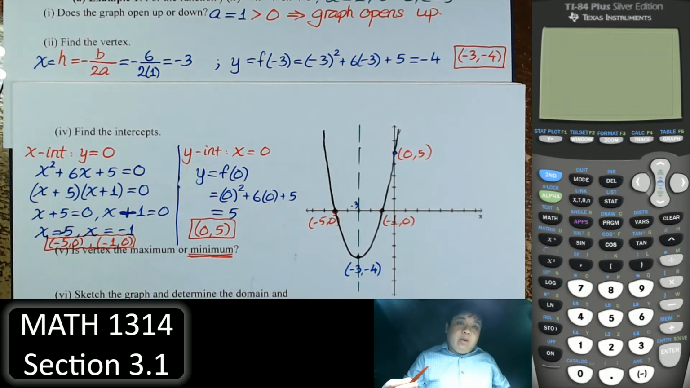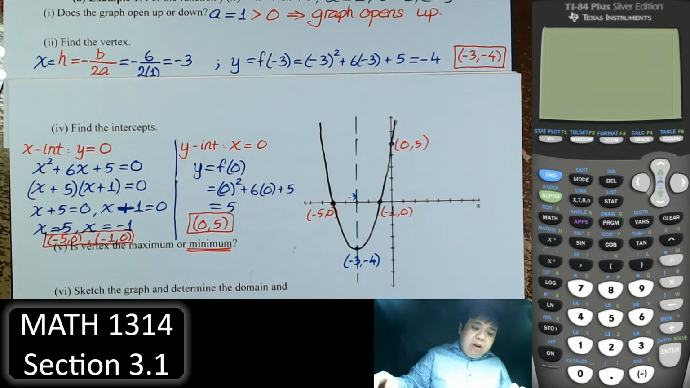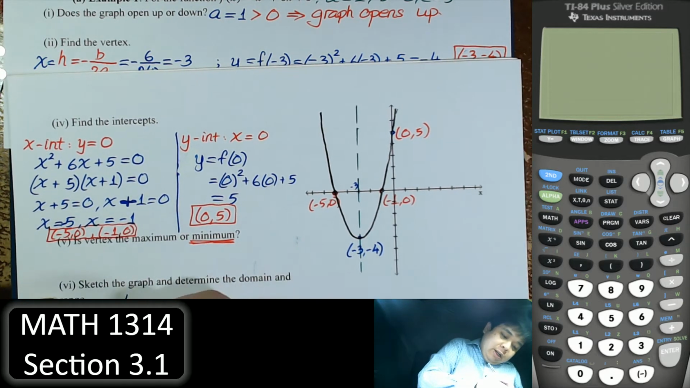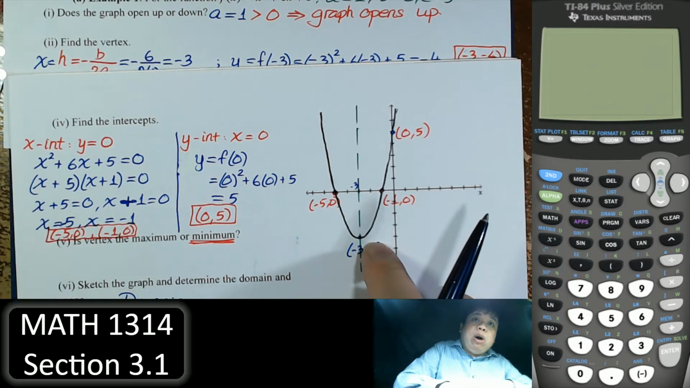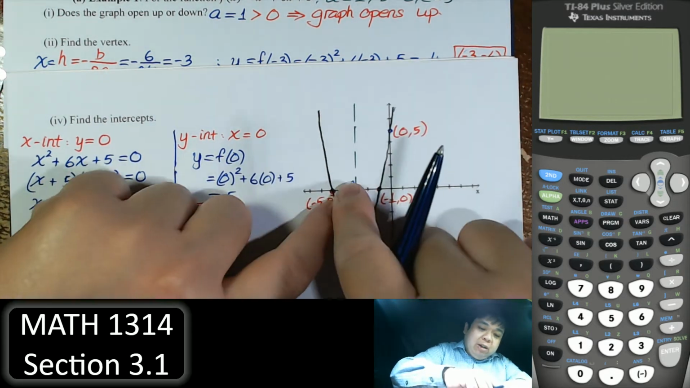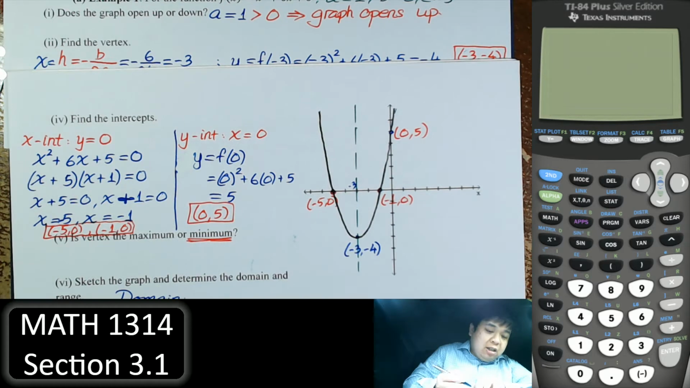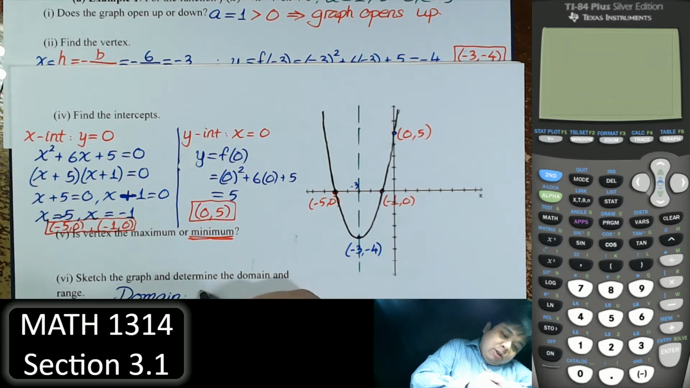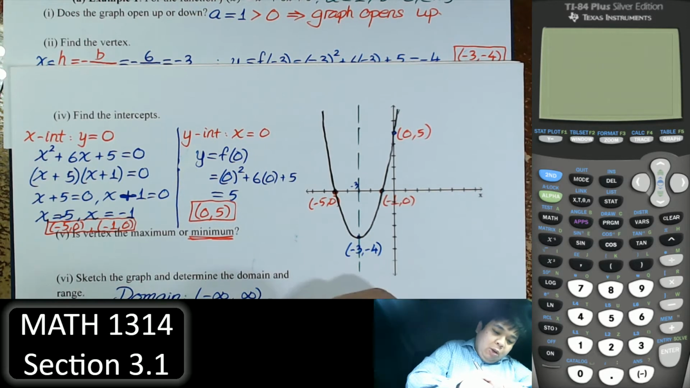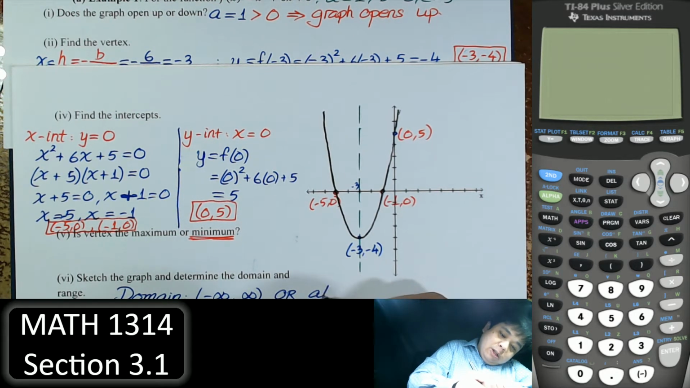And when we sketch the graph like this, we can find the domain and range. Domain: it doesn't matter what we put in for x. The graph can take any value for x. So the domain is all real numbers, or we just say negative infinity to infinity. If we draw the number line, it will be the whole line.